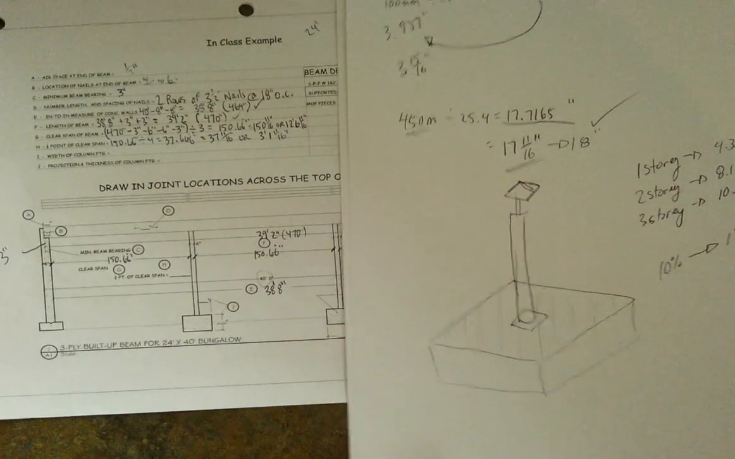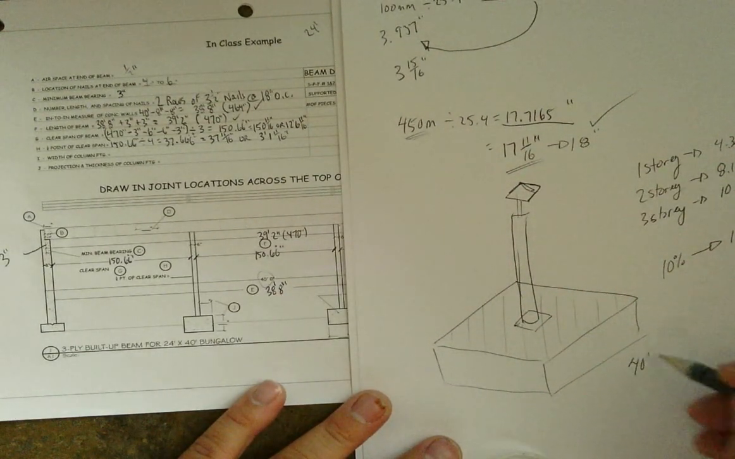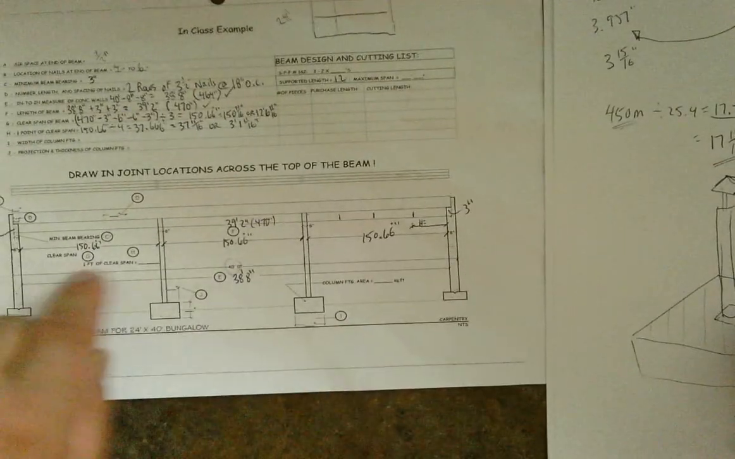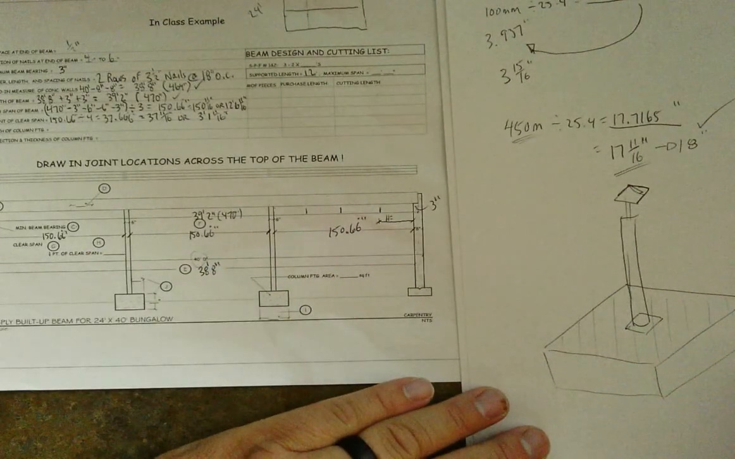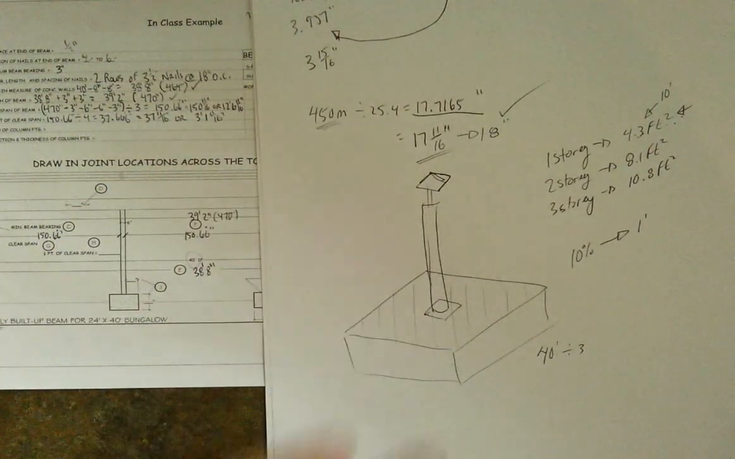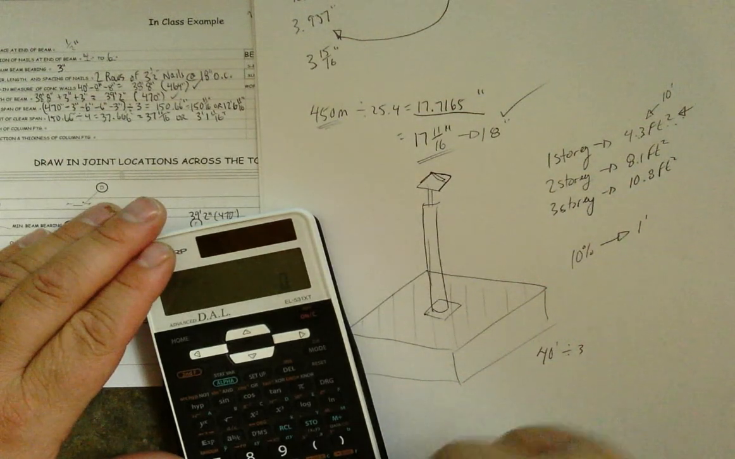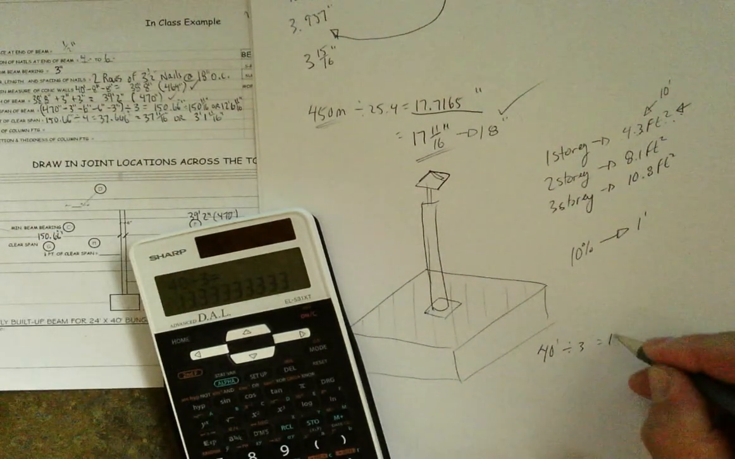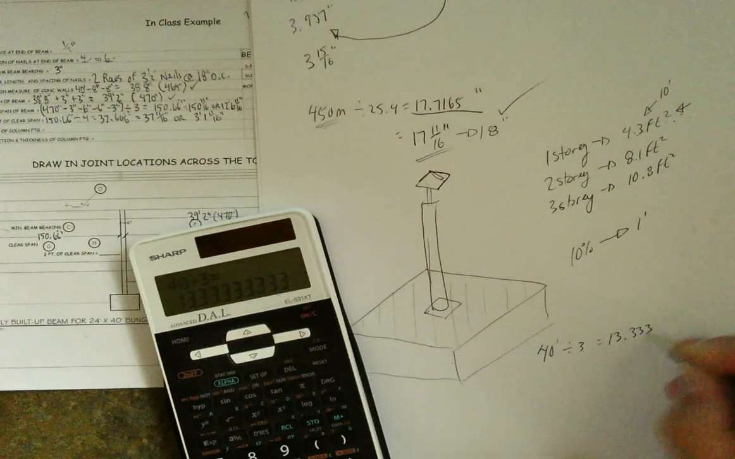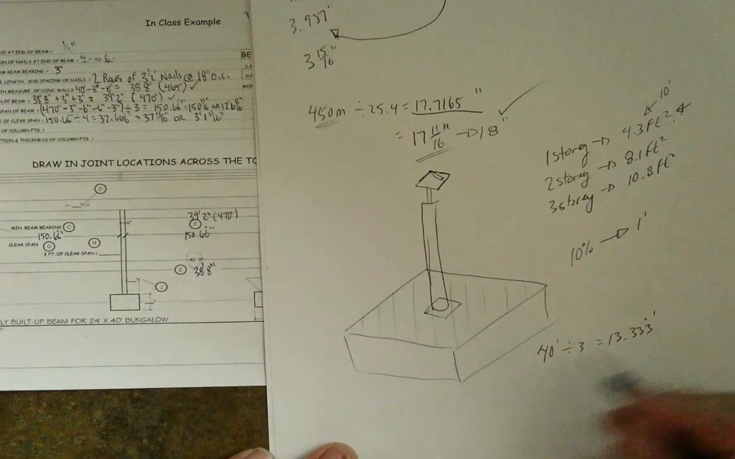So kind of what we have to do there is take the length of the building, which is 40 feet, and if we divide it by 3 spaces there, so 40 divided by 3 gives us 13.333 repeating feet. Okay, so that's actually the on-center spacing.